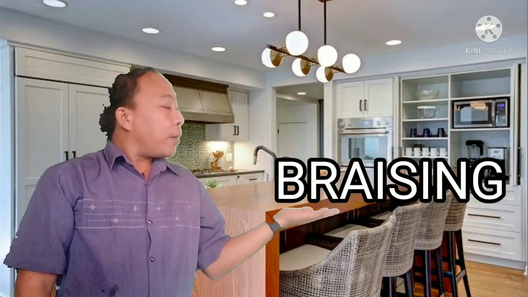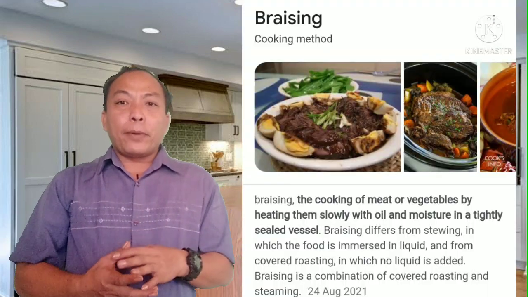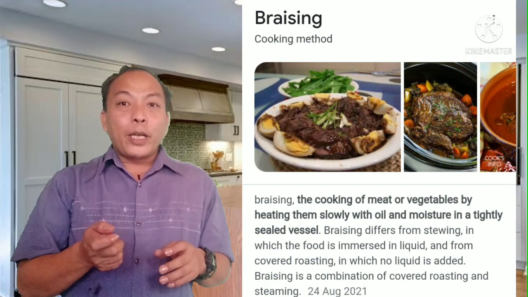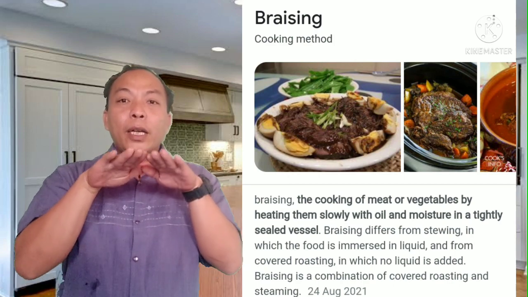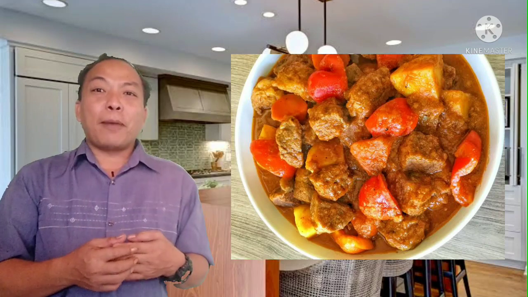The next cooking procedure under the moist heat method is the so-called braising. Braising, class, is an example of the moist heat method wherein the food is slowly cooked over a low-medium fire, from plenty of water down to a small amount of water. Examples of this cooking procedure are making our caldereta or making menudo.